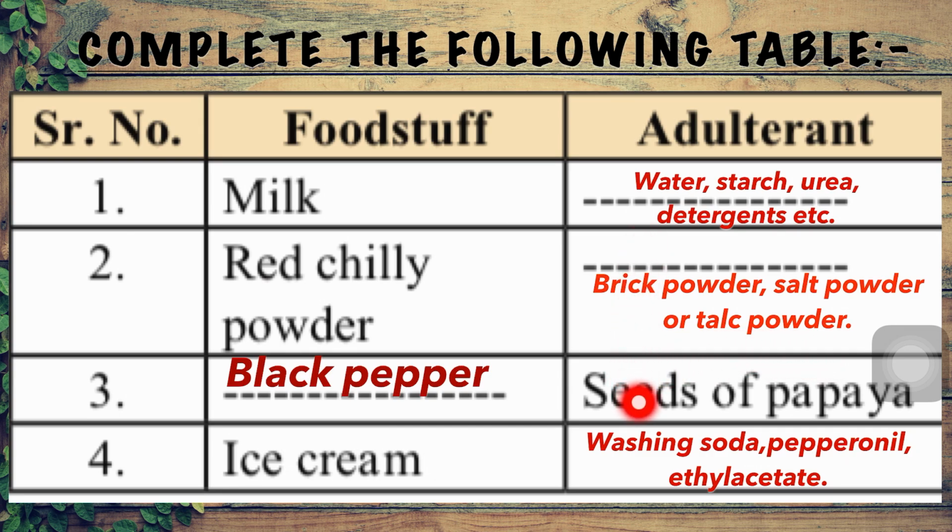Again harmful. Next, the adulterant is given, that is seeds of papaya. It is added to black pepper. And the last one is ice cream. In ice cream, the adulterants are washing soda, pepperonyl and ethyl acetate.